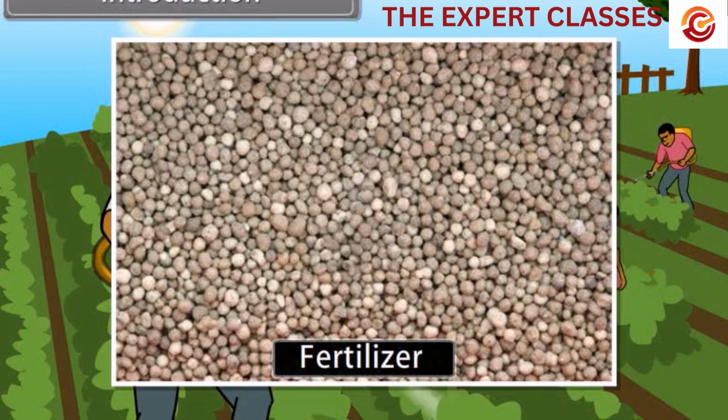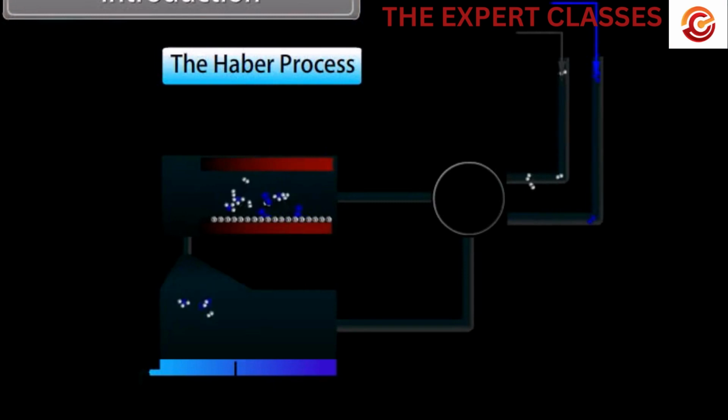To meet the high demand of ammonia, it is manufactured on a large scale by Haber's process. The Haber's process combines nitrogen with hydrogen into ammonia. Nitrogen is an important element in the P block of the periodic table. So students, today we'll study about the P block elements.